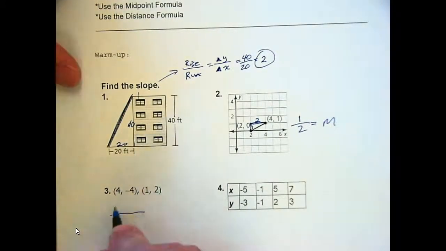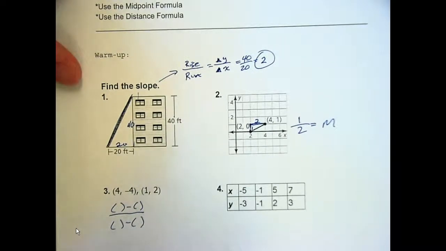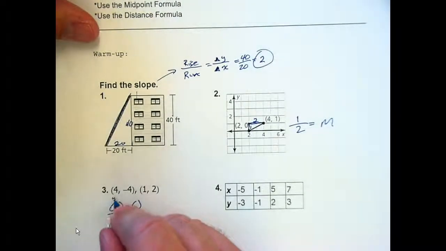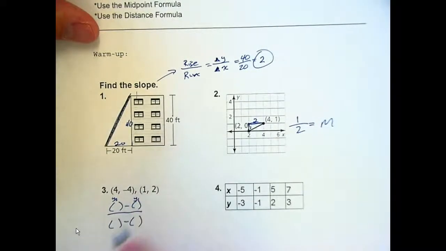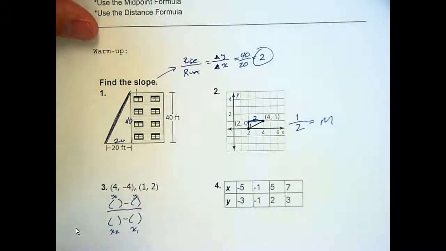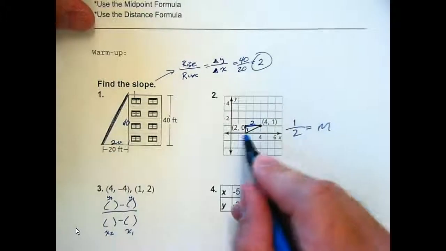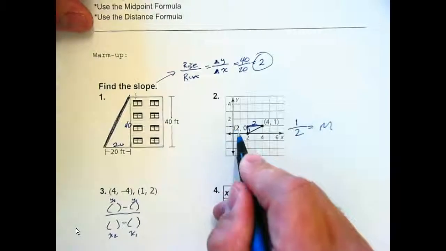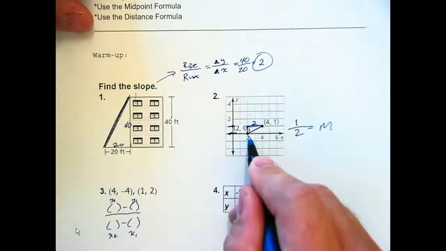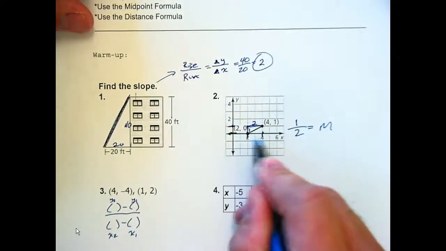Anyone remember the slope formula? We subtract some things. Sam? Good. So it's y2 minus y1 over x2 minus x1. Okay, so the change in y over change in x. So like on this one, when we're doing change in y, that's from here to here, we changed 1 unit. And from here to here, change in x, we changed 2 units.